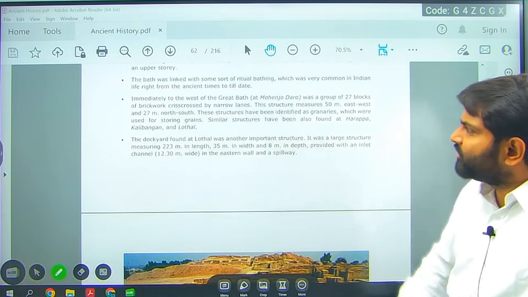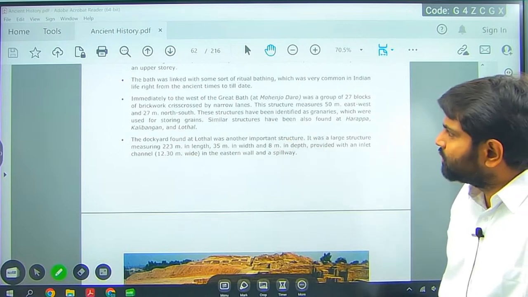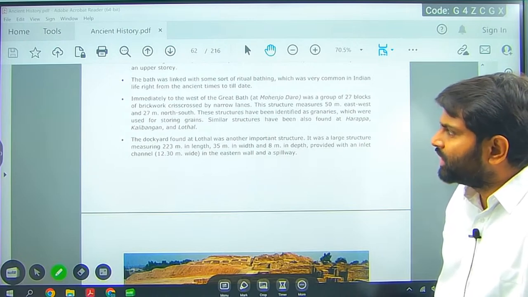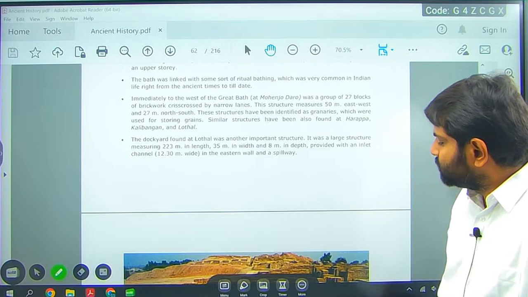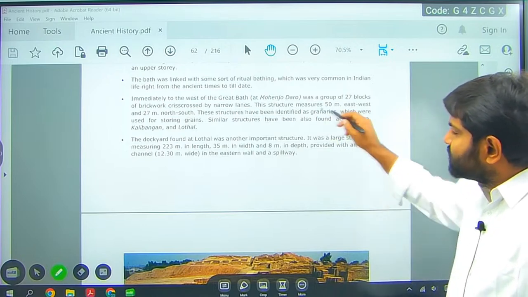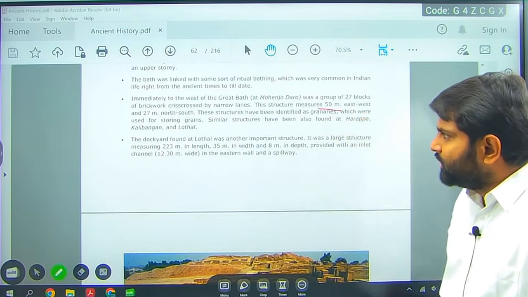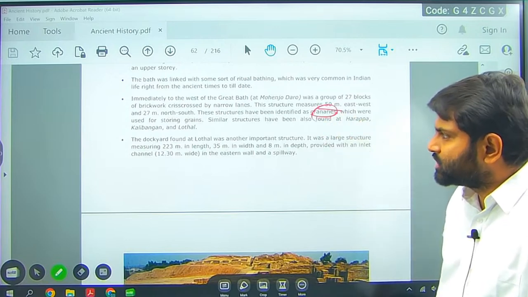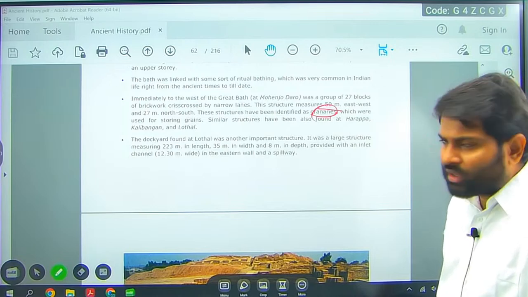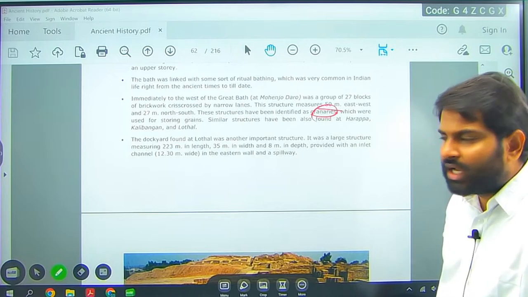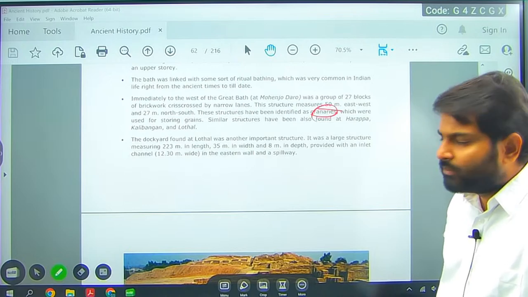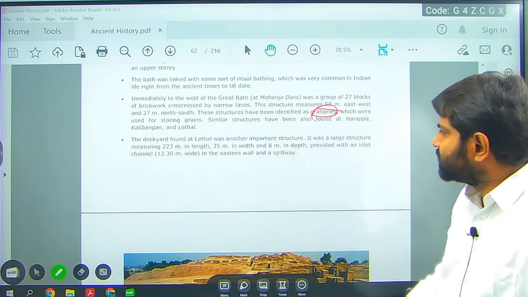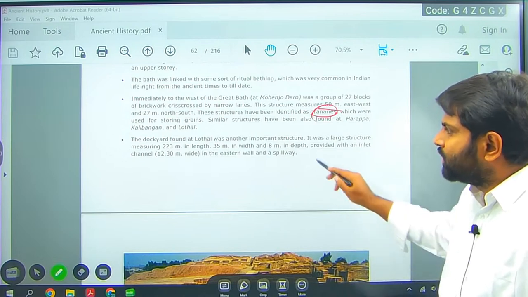Immediately to the west of the Great Bath at Mohenjo-daro was a group of 27 blocks of brickwork crisscrossed by narrow lines. The structure measures 50 meters east-west. These structures have been identified as granaries, used for storing grains. Similar structures were found in Harappa, Kalibangan, and Lothal. These are the important regions. The dockyard found at Lothal is another important structure; it was a large structure.